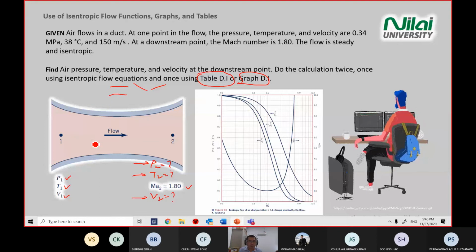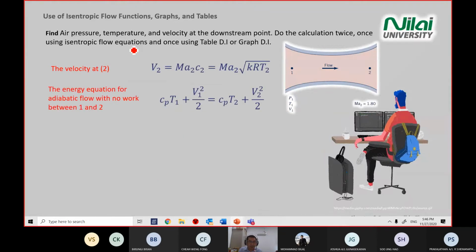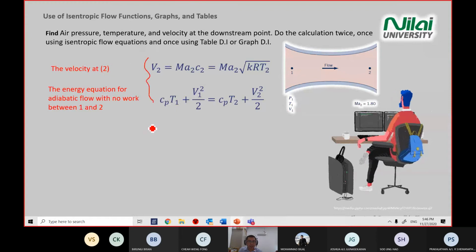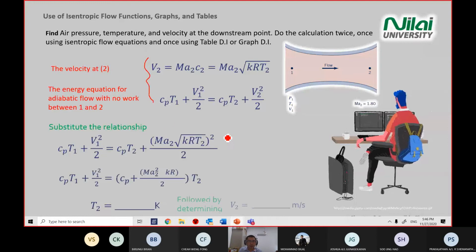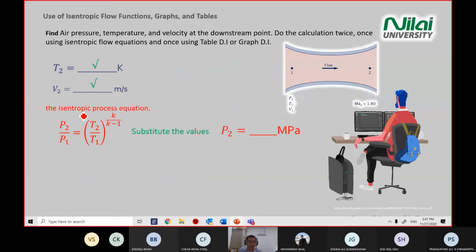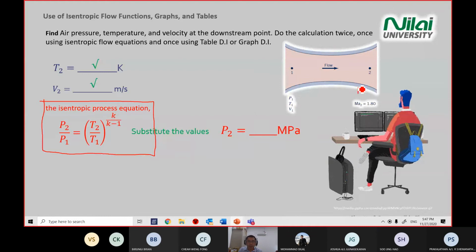What is the strategy we use to find P2, T2, V2? The definition of Mach number and the energy equation. These are the first strategy we use. From these two, you find your T2 and V2. After that, you use the isentropic equation, which is the pressure ratio and the temperature ratio with the k, to find P2. So you have V2, T2, and P2.